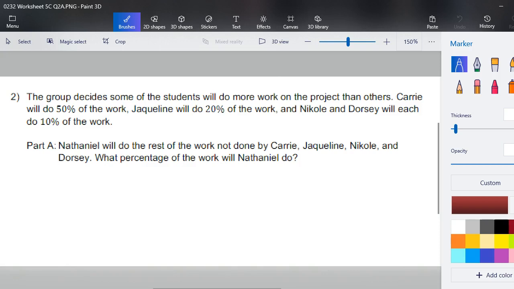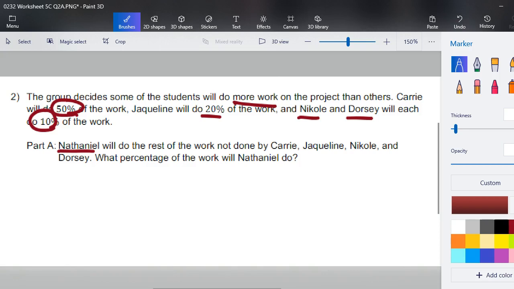The group decides some of the students will do more work for the project than the others. Carrie is going to do 50% of the work, Jacqueline 20%, and Nicole and Dorsey are each going to do 10%. Nathaniel is going to get what's left over, what's not done by everyone else. So what percentage of the work will Nathaniel do?